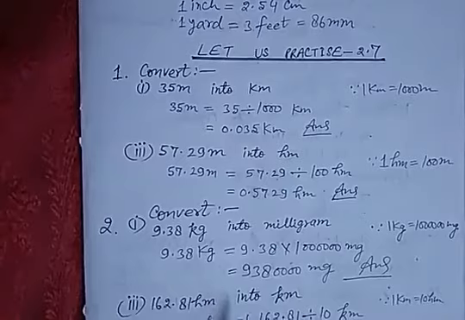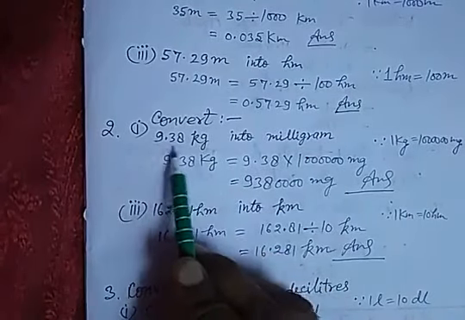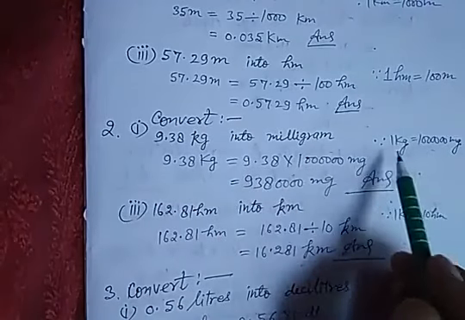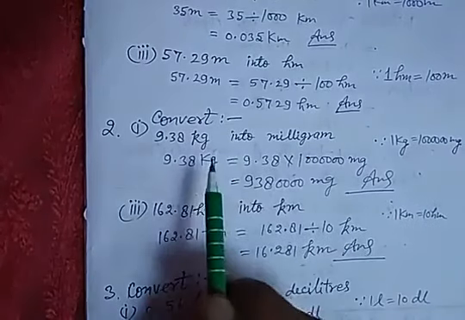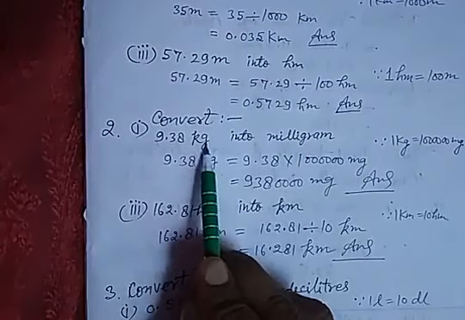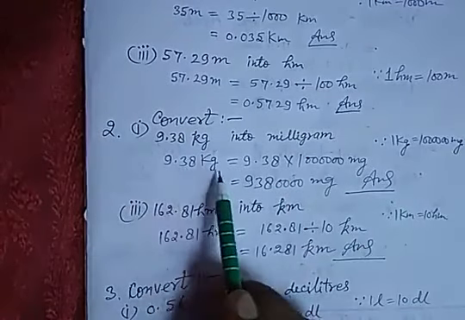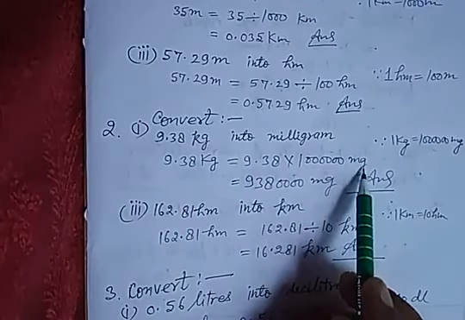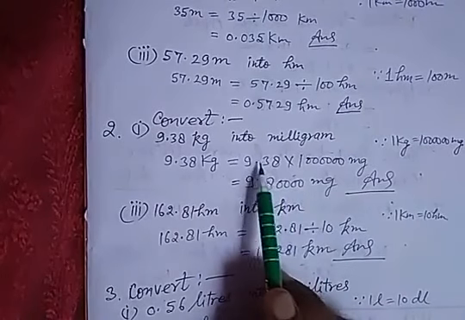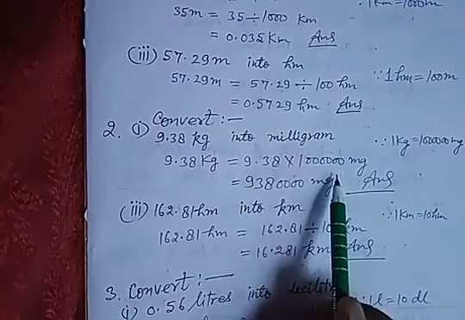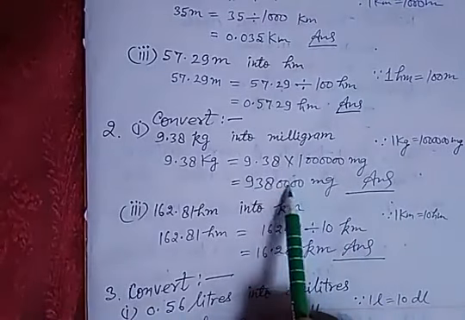This is the answer. Now question number 2, first part: convert 9.38 kg into milligram. Since 1 kilogram is equal to 10 lakh milligram, in this question we have to convert a larger unit into a smaller unit, so we have to multiply by this one. 9.38 kg is equal to 9.38 into 10 lakh milligram is equal to 9,380,000 milligram. This decimal point should be shifted towards the right by 6 places: 1, 2, 3, 4, 5, 6.